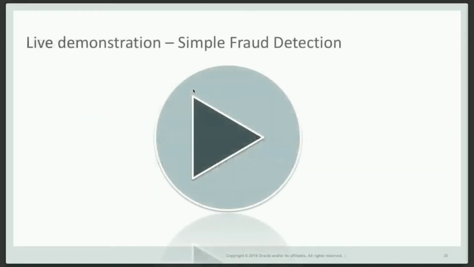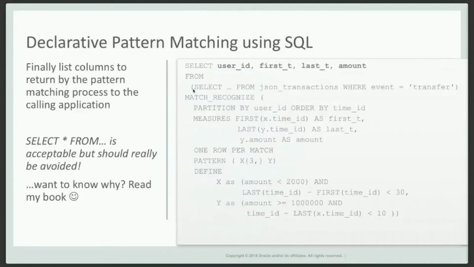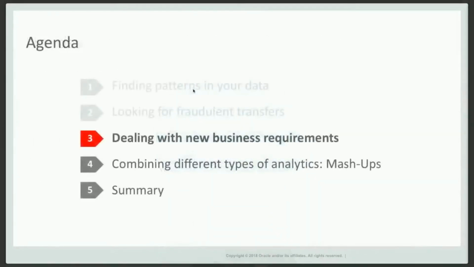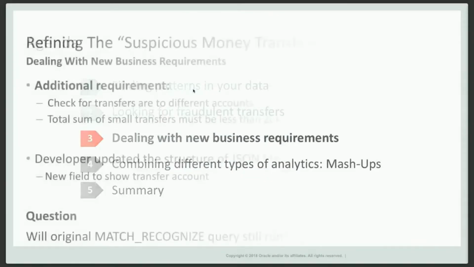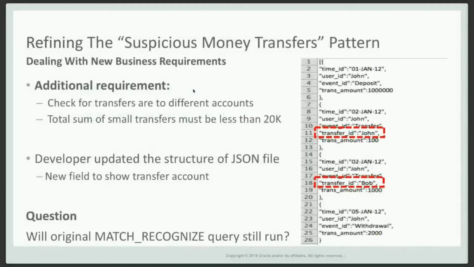Okay, so let's say we've got our data set, and we've pulled out the data set that we want to look at. We found our fraud, and we've given that to our business users. The first thing that comes back is, okay, that was fine, but we need to make some subtle changes to our definitions here. We now want to do some additional processing: check for transfers to different accounts, where the total sum of the small transfers must be less than 20k.